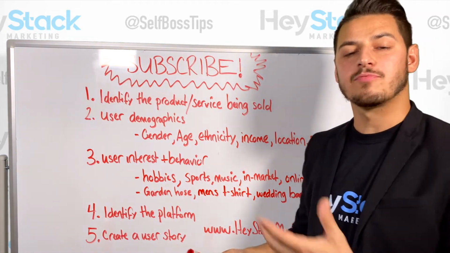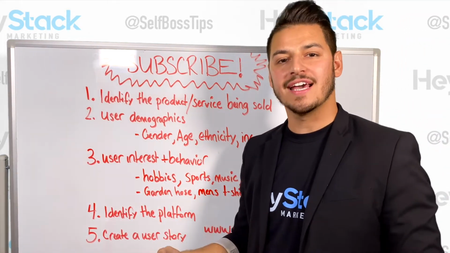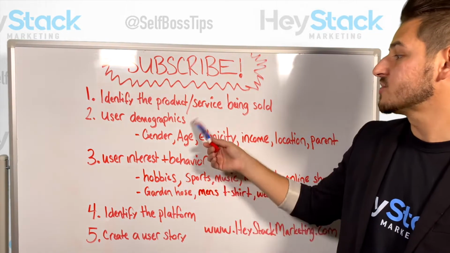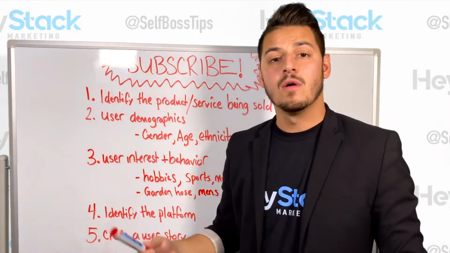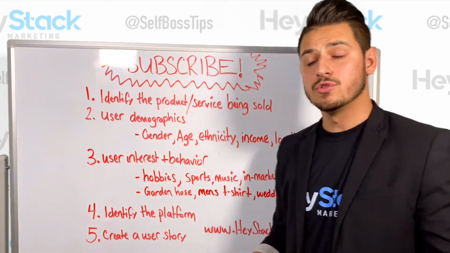If we identify the product to be a garden hose and we're selling it in a local department store, we can start by building our demographics. So the gender, it can be male or female. Both males and females use garden hoses.